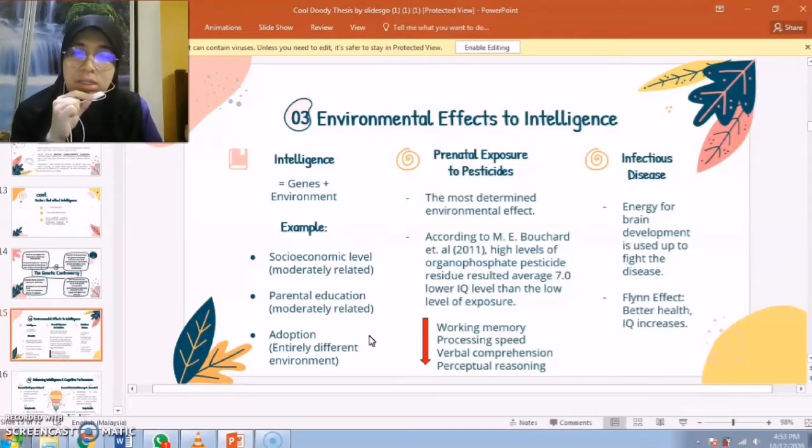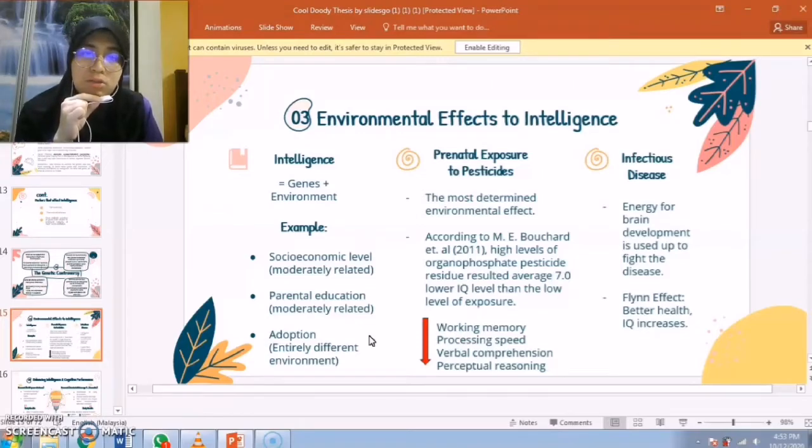Other than that, parental education is also moderately related, and adoption can change the children's IQ level because they grow up in an entirely different environment.